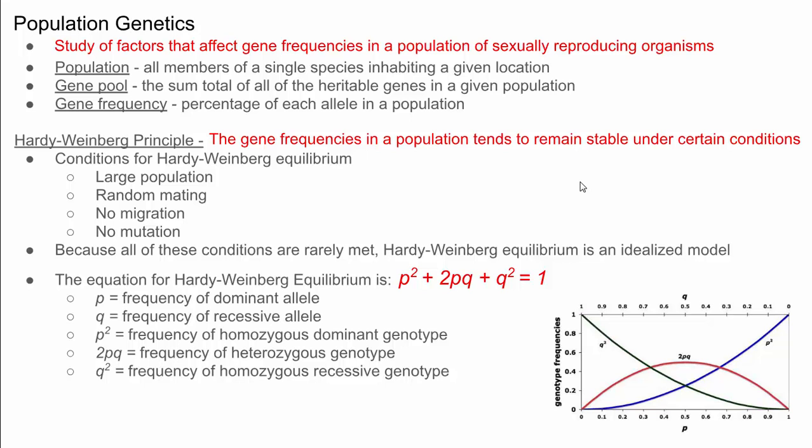If we have the frequencies of the dominant and recessive alleles, p and q, we can use them in this formula to calculate the frequency of the homozygous dominant, heterozygous, or homozygous recessive genotype. p squared is the frequency of the homozygous dominant genotype, 2pq is the frequency of the heterozygous genotype, and q squared is the frequency of the homozygous recessive genotype. We'll look at an example here in a minute.